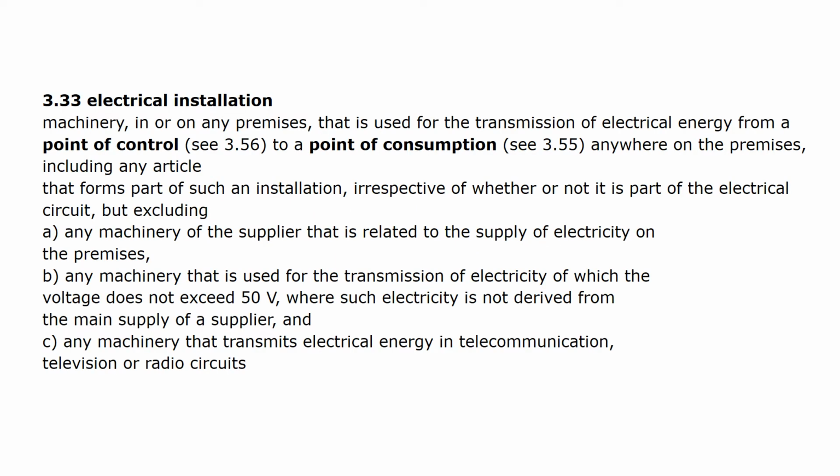Electrical installation: machinery in or on any premises that is used for the transmission of electrical energy from a point of control to a point of consumption anywhere on the premises, including any article that forms part of such installation, irrespective of whether or not it is part of the electrical circuit, but excluding any machinery of the supplier that is related to the supply of electricity on the premises, any machinery that is used for the transmission of electricity of which the voltage does not exceed 50 volts, where such electricity is not derived from the main supply of a supplier, and any machinery that transmits electrical energy in telecommunication, television, or radio circuits.